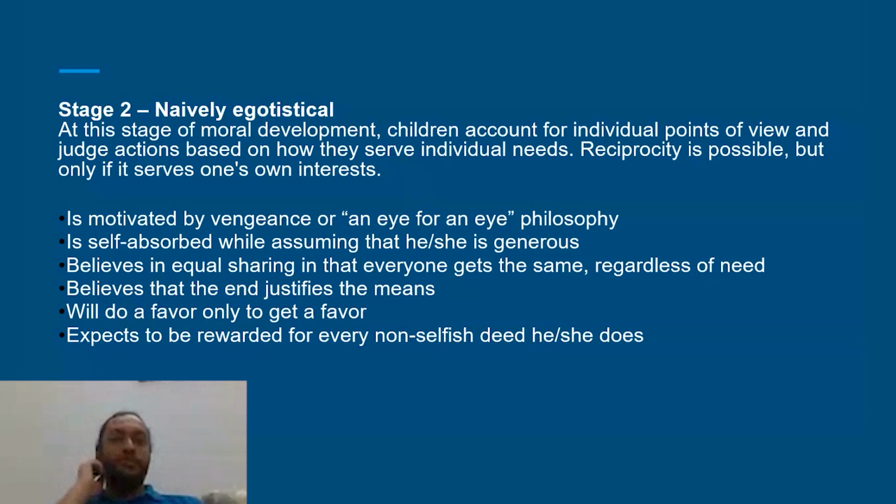So the child may be motivated by vengeance or an eye for an eye philosophy, very self-absorbed, believes in equal sharing, irrespective of whether somebody needs more or less, right? Everyone should get equally, and believes that the end justifies the means, meaning that if the outcome is benefiting me, it doesn't matter how I get it, right? And expects to be rewarded for every non-selfish deed he or she does. So children will come and tell their parents, I did this, that, and they expect to be rewarded, right? So that's the second stage, naively egotistical.